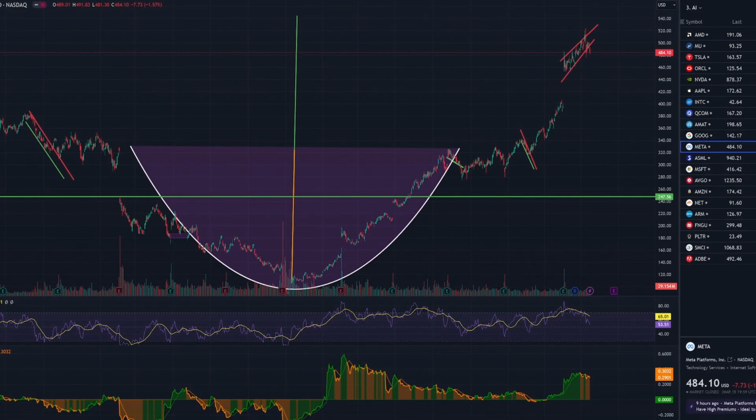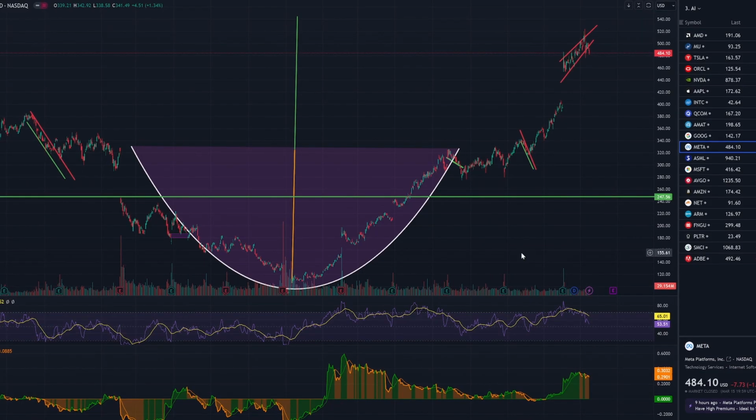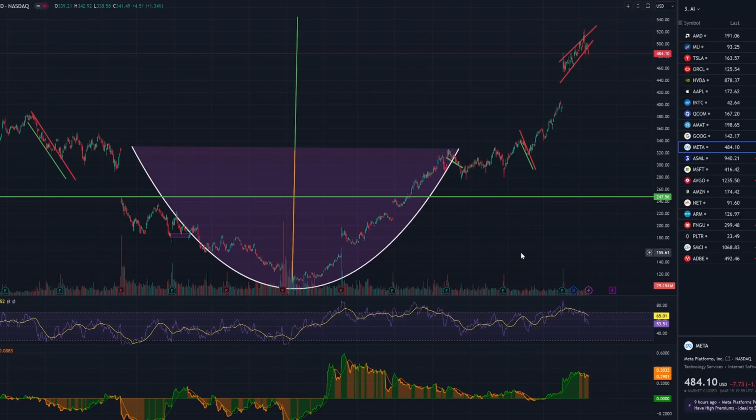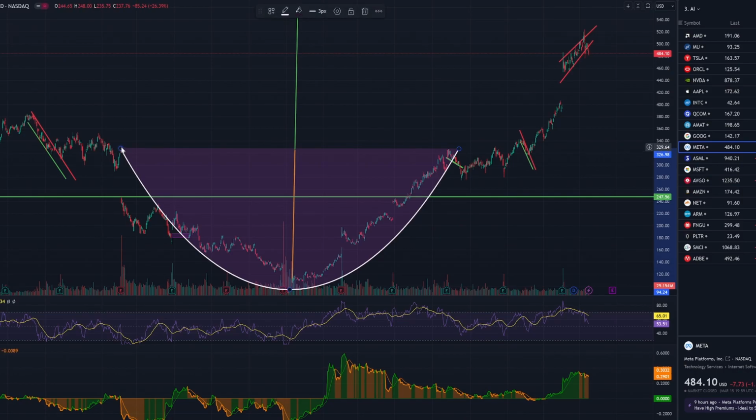Here's yet another cup and handle pattern still in play. And I don't know if the target will be achieved, but this is the chart for Meta. And Meta has formed a huge cup and handle pattern out here. If you can see, we have a very big cup, and we have a nice handle out here.